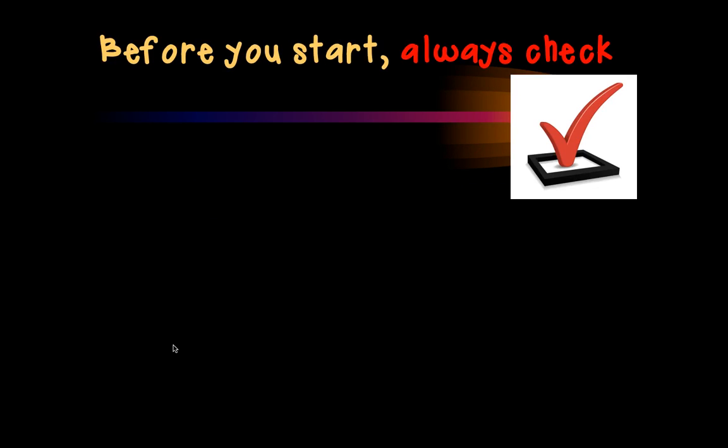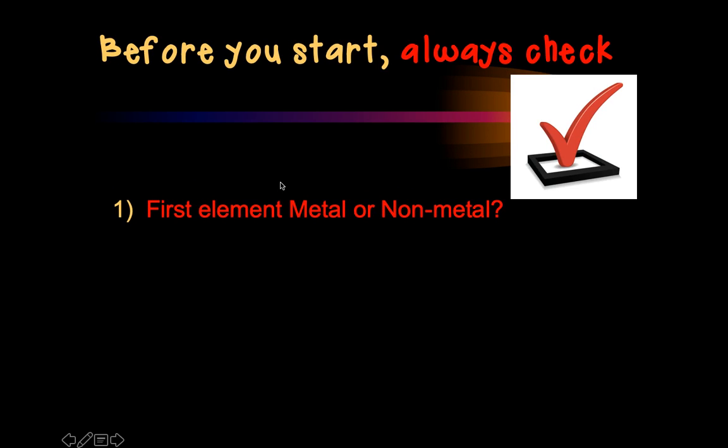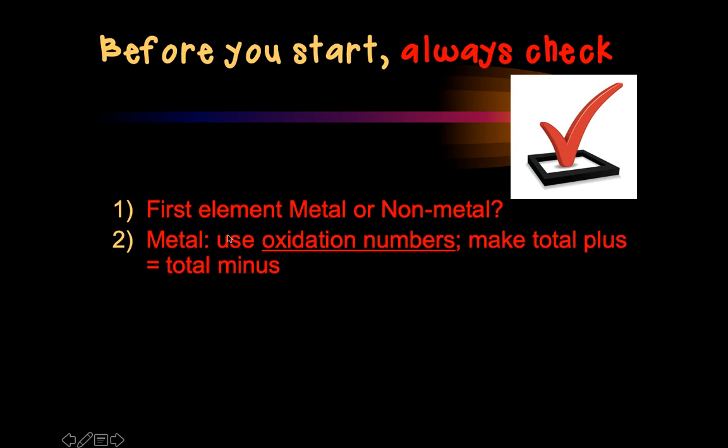Okay, now I actually have one more quick thing before you're done with your notes. So always check, put this at the end of your notes. Always check first element, metal or nonmetal. Metal, use oxidation numbers, make the total plus equal the total minus. Nonmetal, use prefixes. If you wanted to, you could even put this just as your summary for today. I'm okay if you copy down this. This will be a great summary. It answers our EQ. How do I write formulas for ionic and molecular compounds?